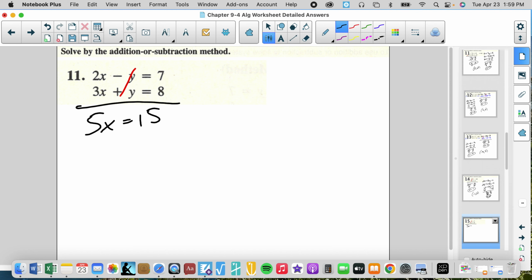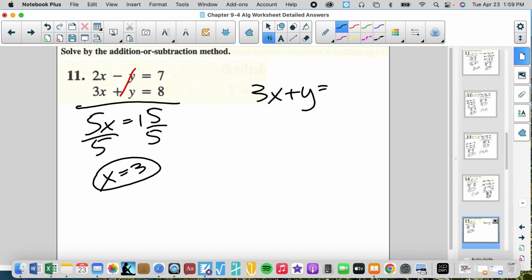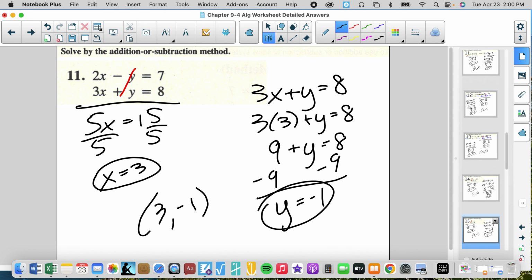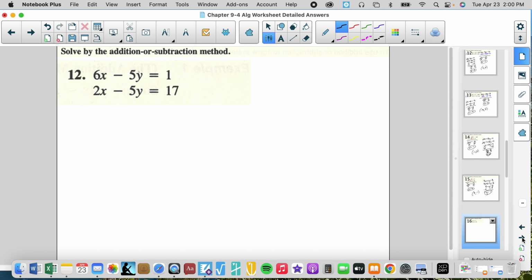X equals 3. We'll just use the bottom equation because we're solving for y, so it'll be easy. Y has a coefficient of 1, so we don't have to do anything other than moving the constant over. And we get 3, -1 for our coordinate.